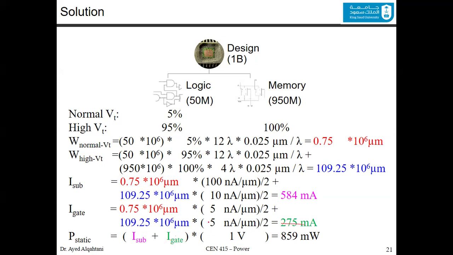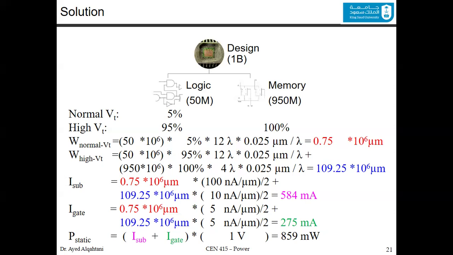We multiply those two, we add this and this, and we multiply it by 1 volt, and the result will be 859 milliwatts, which is approaching 1 watt. And you can see that we actually used an old generation. Because of this, the static power consumption compared to the dynamic: the static is about 1 watt, and the dynamic we calculate to be about 6 watt. So you can see that the dynamic gives you more power consumption than the static.